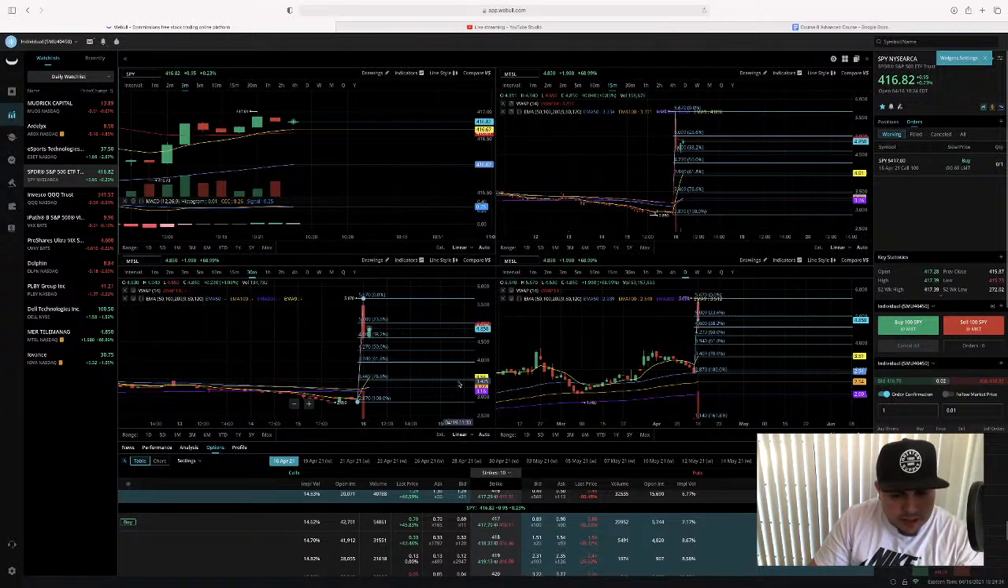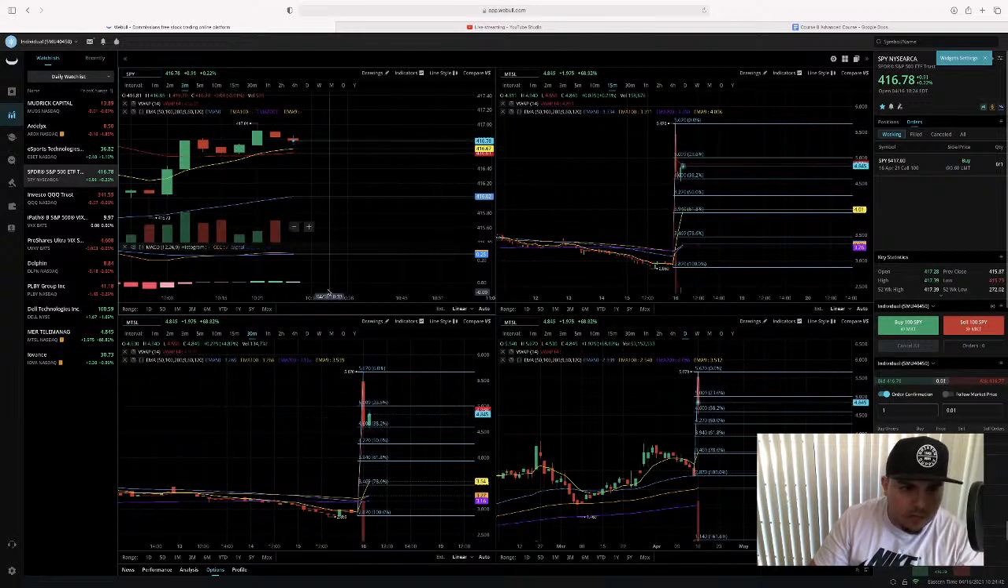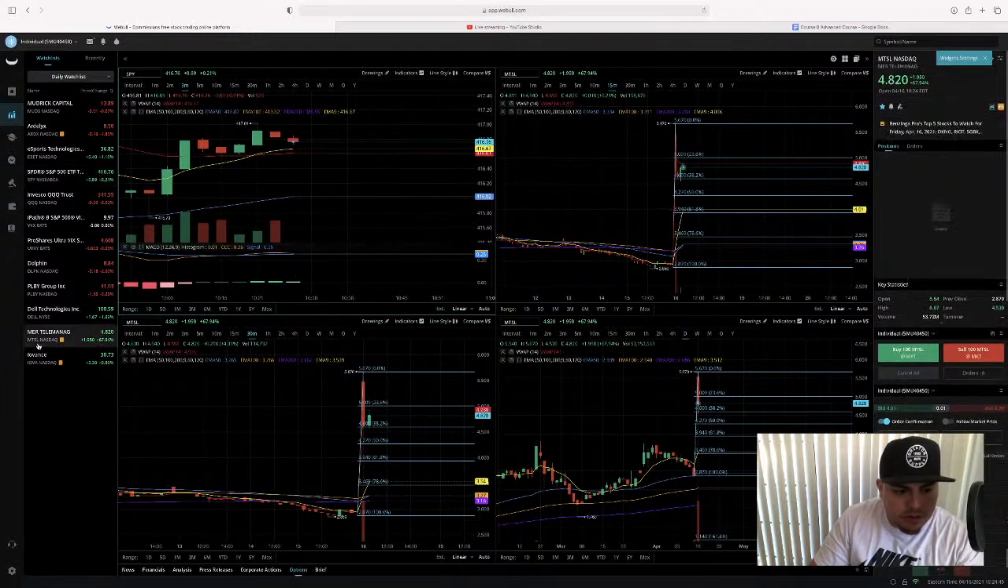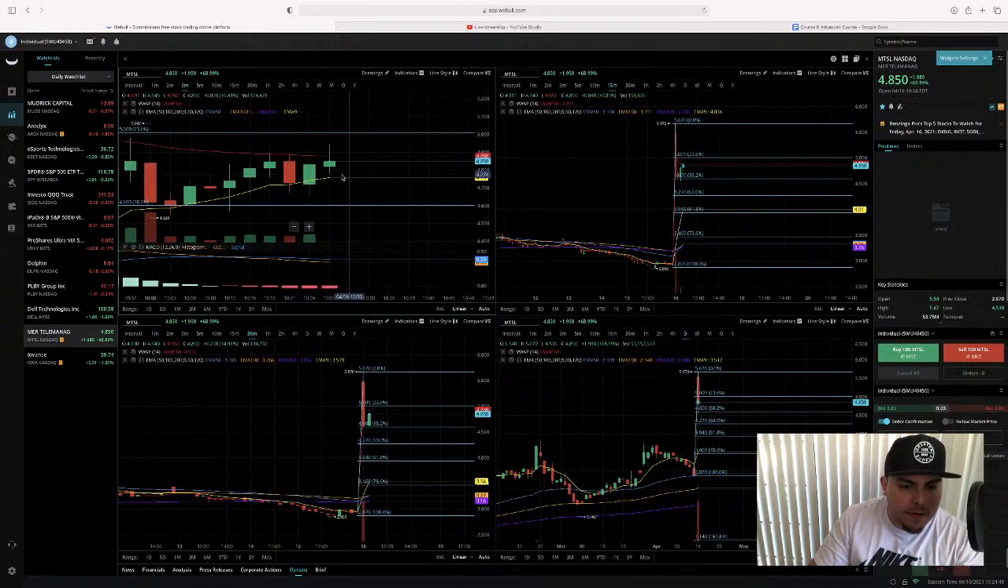MTSL looks like it's bouncing again. Not bad, not bad. Let's see right now, we'll see. MTSL looking like a bounce zone right here. I'm gonna grab some shares. It looks like it's picking up.